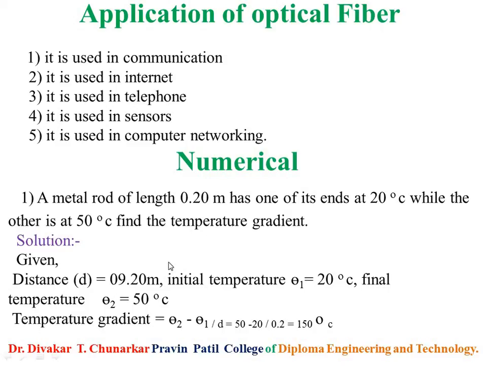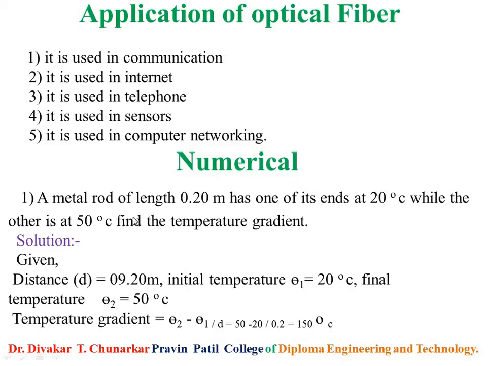Distance D equal to 0.20 meter. Initial temperature theta 1 is 20 degrees Celsius and final temperature theta 2 is 50 degrees Celsius. So temperature gradient is (theta 2 minus theta 1) upon D. So (50 minus 20) upon 0.2 equals 150 degrees Celsius per meter, and this is the temperature gradient.